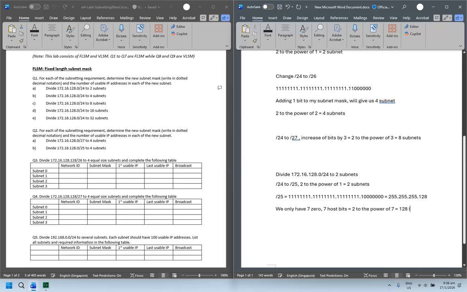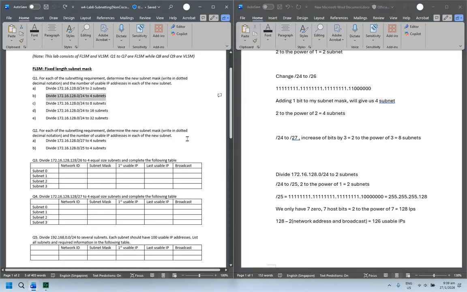But we need to do 128 minus 2. Why minus 2? Because we need to subtract the network address and the broadcast address, which we cannot assign to any devices, which will give me 126 usable IP addresses. So that will be the answer for your first question. Let's do the second one.